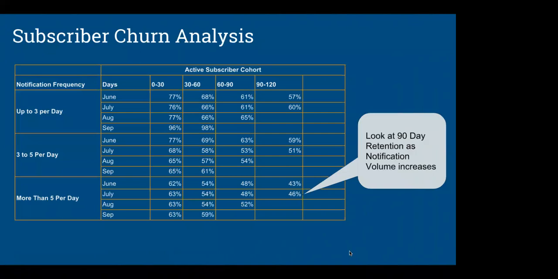Now, as the volume of notifications increased from 3 to 5 to more than 5, this further plummeted. And the impact was much more visible in the second, third and fourth month. If you look at this, after 90 days retention at 3 notifications was 65%, and at more than 5, this was in the late 40s. That's a straight impact of close to about 20%.